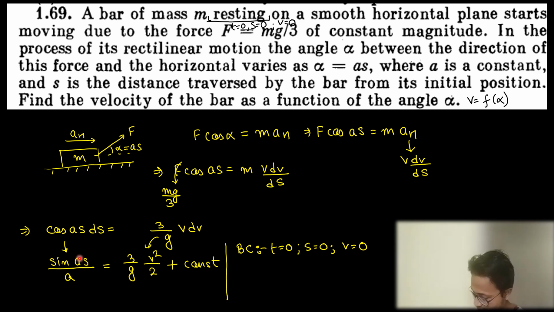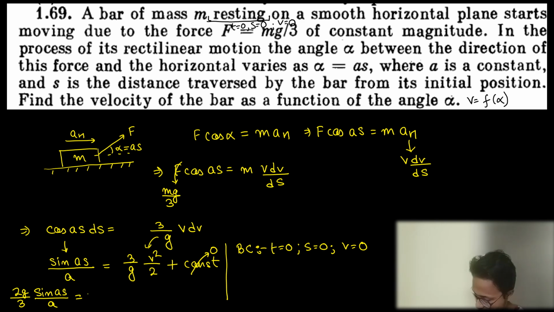Now put the value of s is equal to 0 out here and v is equal to 0 out here. When you put those values, you get the value of the constant is equal to 0. Okay, so our equation of velocity becomes sin as by a is equal to 3 by g v square by 2. Or if I send the entire thing to the right hand side, this 3 by 2g goes to the left hand side and becomes 2g by 3. So it is nothing but 2g by 3. Okay, so v square is equal to 2g by 3.